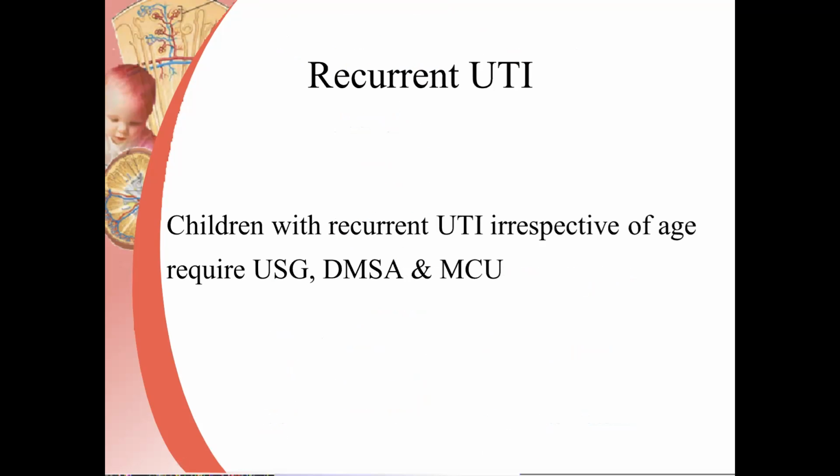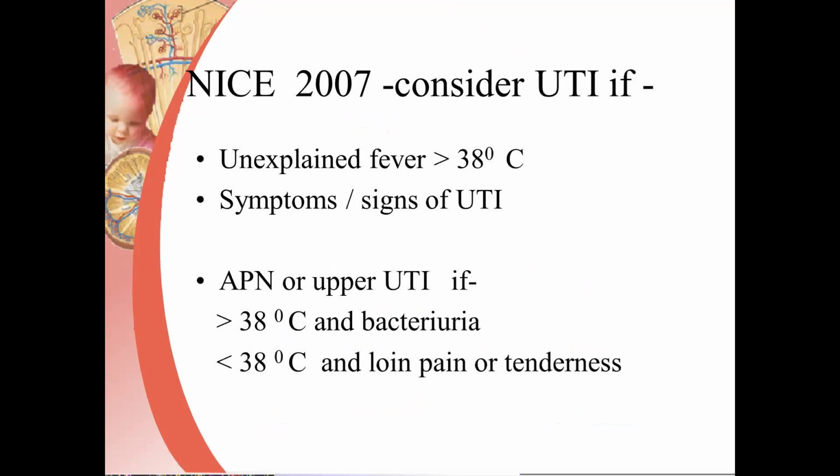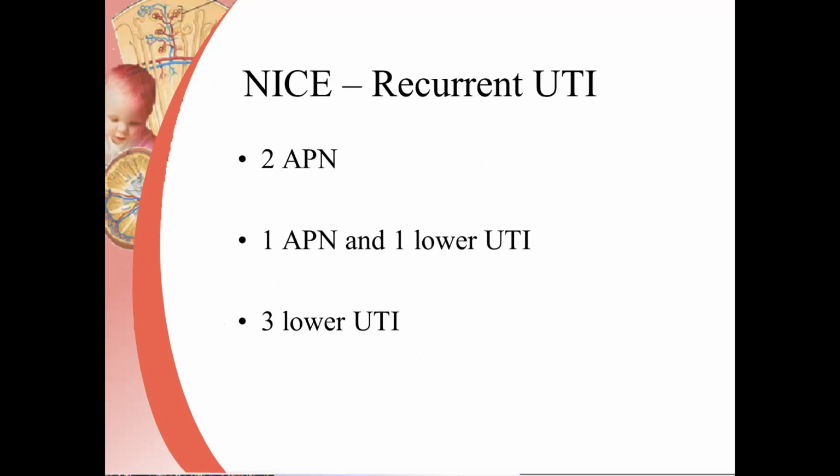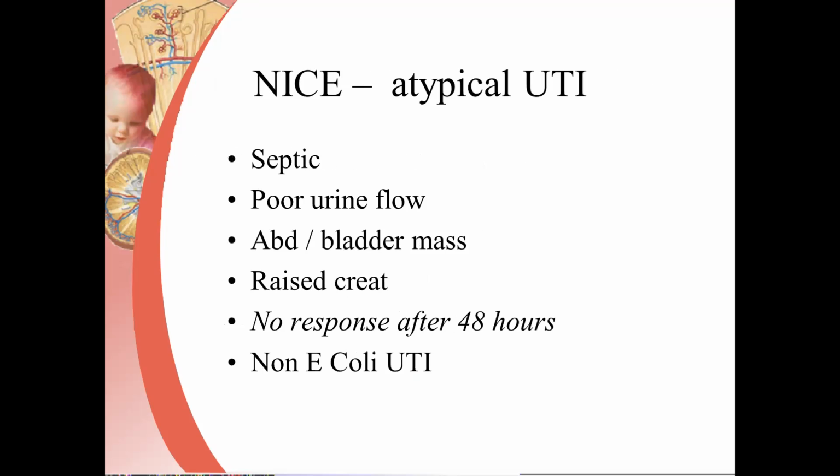So, in children with recurrent urinary tract infection, irrespective of the age of the child, an ultrasound, a DMSA, and MCU are required. Now, the NICE guidelines of 2007 said to consider UTI if there is unexplained fever of more than 38 degrees and symptoms and signs suggestive of urinary tract infection. Recurrent UTI was defined as either 2 pyelonephritis, or 1 pyelonephritis and 1 lower tract infection, or 3 lower tract infections. Atypical urinary tract infection was defined as presence of sepsis, or abdominal or bladder mass, or raised creatinine, or no response to treatment after 48 hours, or non-E. coli UTI.